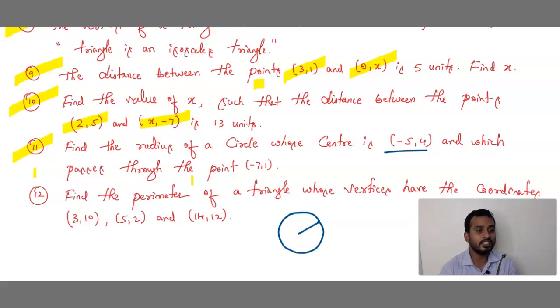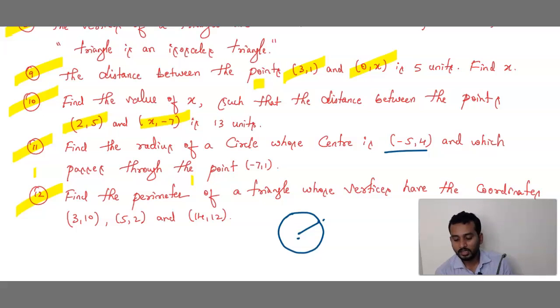It's nothing but finding the distance between the points (-5, 4) and (-7, 1). Are you getting my point? He is asking you to find the radius, but indirectly he is asking you to find the distance. You should write the final answer as radius instead of distance. That's it. I hope you have understood how to solve this problem.